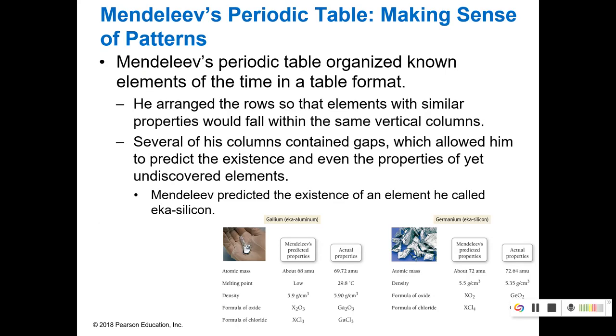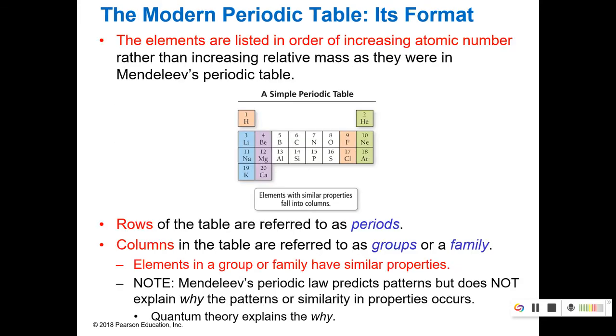And because of that, he actually left blanks in his periodic table, and he was able to predict the properties of undiscovered elements at the time. So he was able to predict gallium and also germanium, and it came to pass that he was correct. His predictions were very spot on, as you can see in the table at the bottom. So because of that, that's why he's considered the father of the periodic table. We now do not list elements in order of increasing mass, but increasing atomic number. Mass kind of falls in line, but some of them are a little off from just increasing mass.